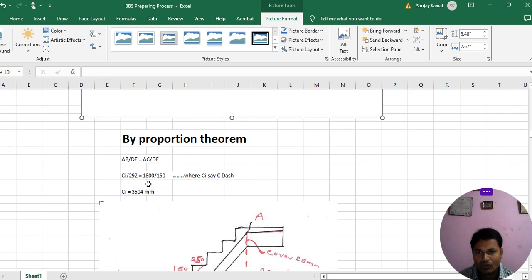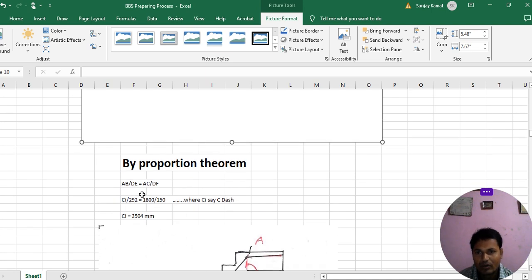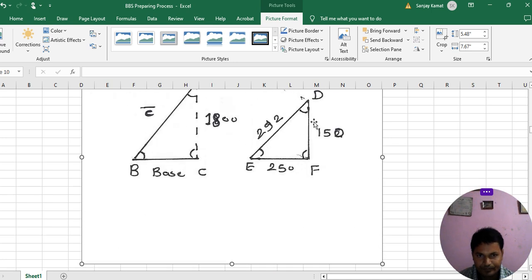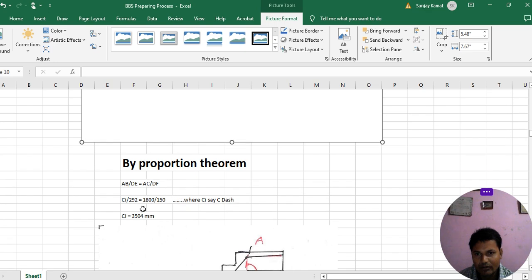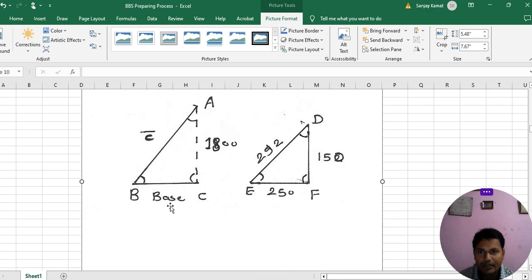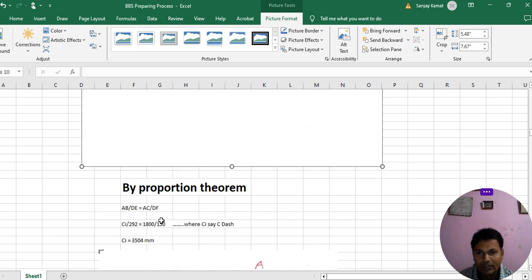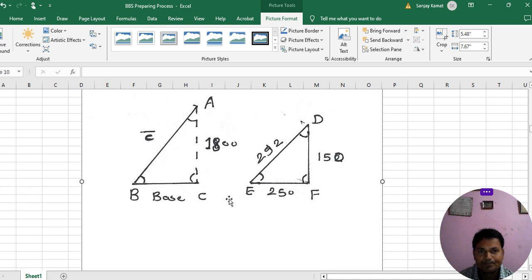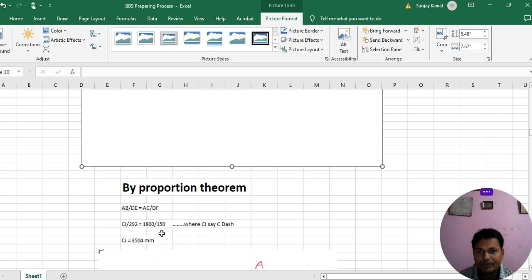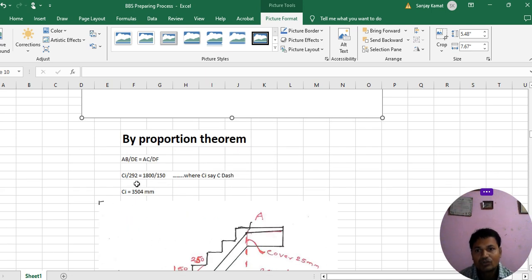So C dash by 192. DE is 192. And 1800 is AC, AC is 1800 mm. Now DF is how much? DF is 150. So now we have only one unknown, only one is unknown, so we can calculate for C dash.